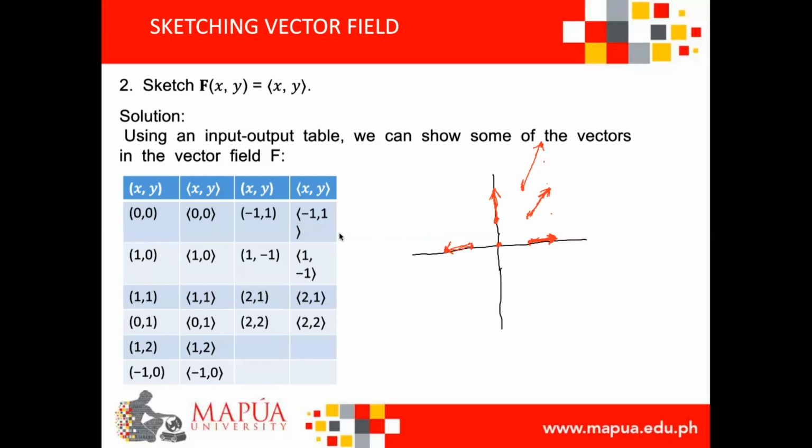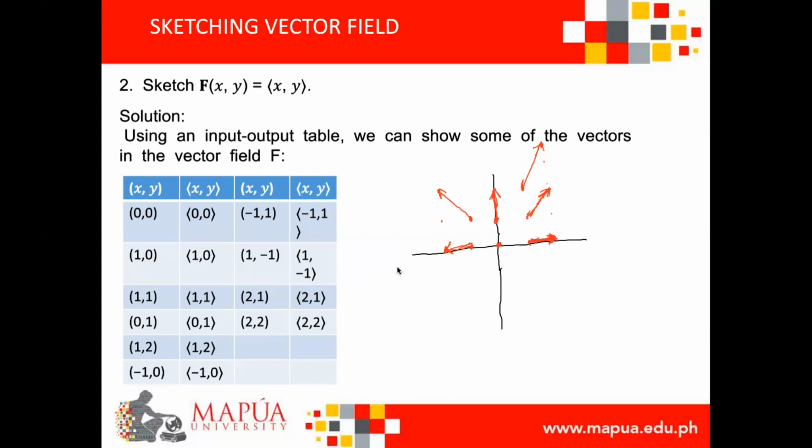Next, we have negative 1, 1. Negative 1, 1 is right here. Then we also have negative 1, 1 for the vector components of your vector field. So negative 1, positive 1. So let's connect these 2 points. This will be our terminal point.